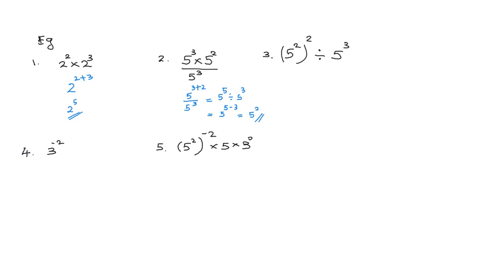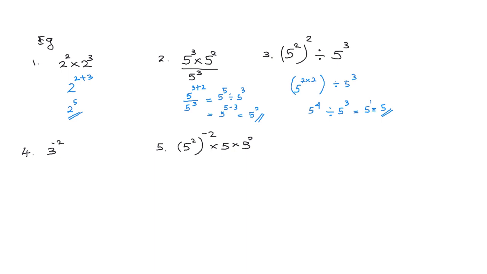That is our answer. Example 3, powers of powers. You have 5 to the power 2, of power 2. Then you multiply powers, 2 into 2. Then divided by 5 to the power 3. Then 5 to the power 4 divided by 5 to the power 3, which is equal to 5 to the power 1. 1 means 5.